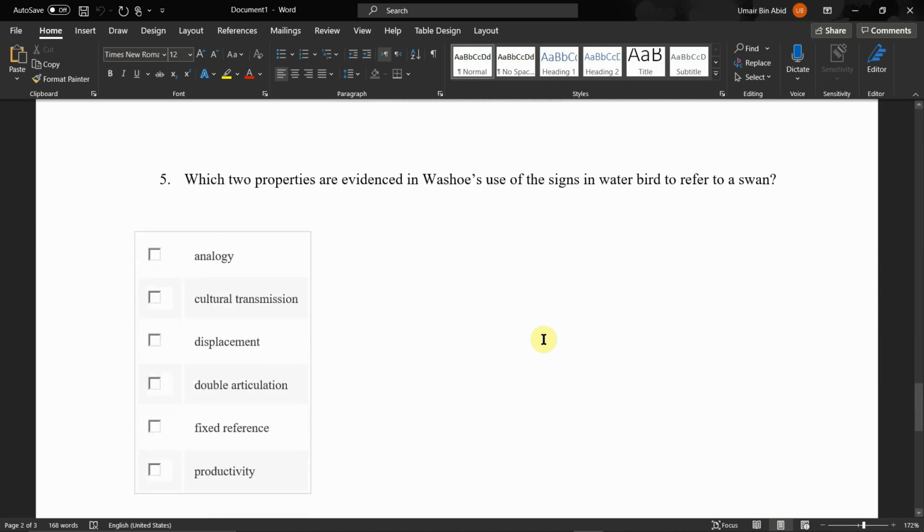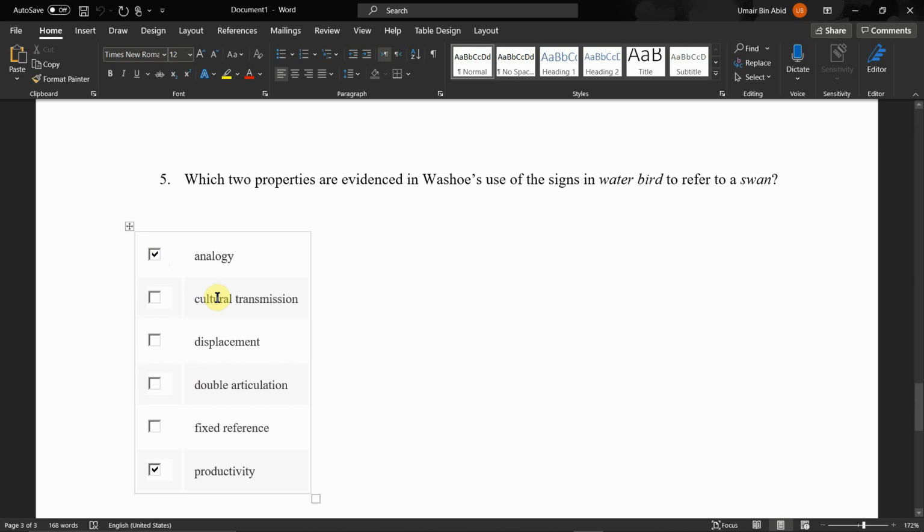The last MCQ is, which two properties are evidenced in Washoe's use of the sign for waterbird to refer to a swan? Washoe was using the sign used for a water bird to refer to a swan. So Washoe was showing two properties. Productivity, because Washoe was not using the same sign as human beings, but another sign which seems to be made by Washoe. And the other property is analogy. Analogy means that Washoe was creating a connection between words, and using one word for another concept. So both these properties are productivity and analogy.